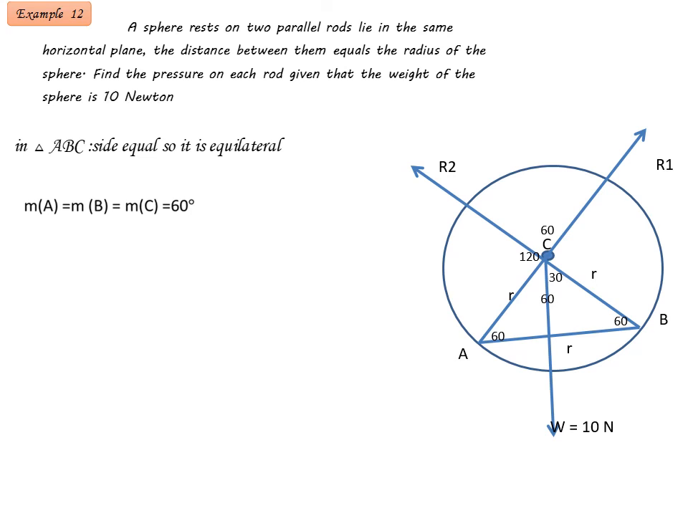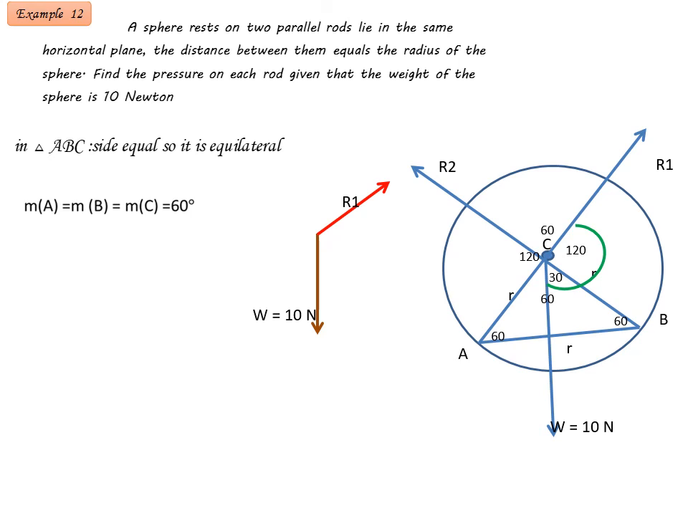What about the straight line? One of them equals 60, then the other will be 180 minus 60 equals 120, and also the last angle will be 120. Finally we have three forces, the weight and R1, R2.